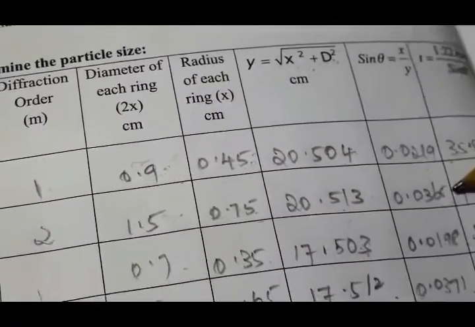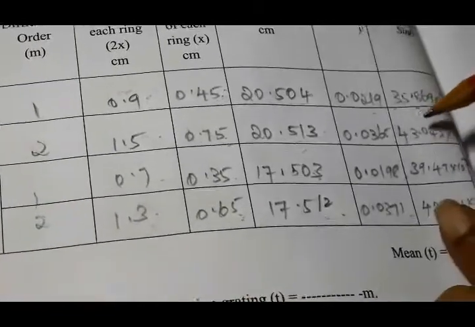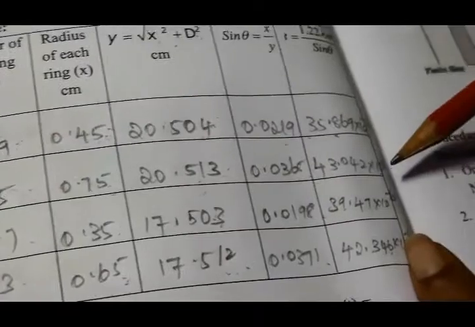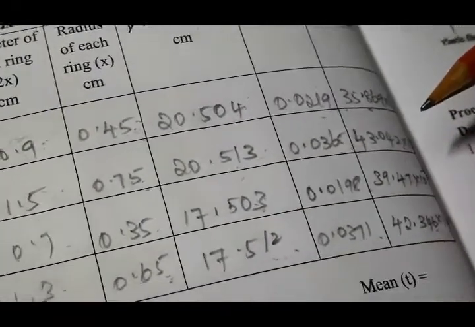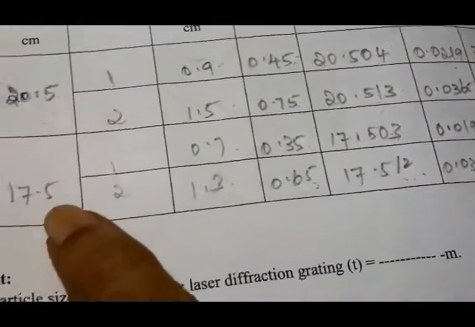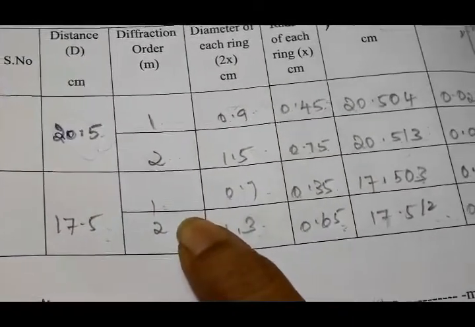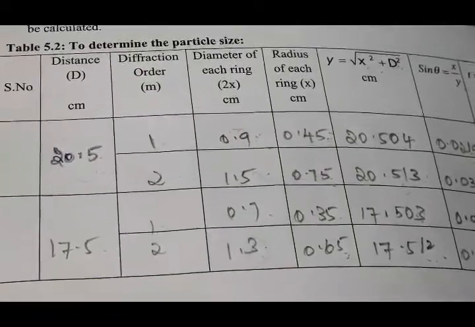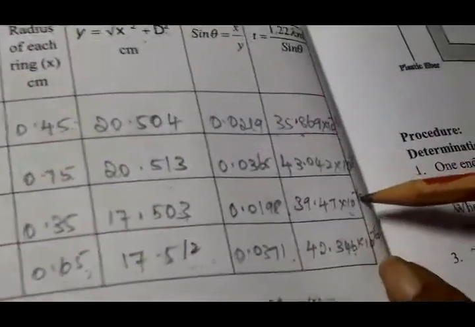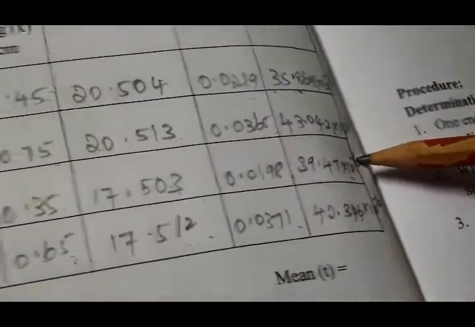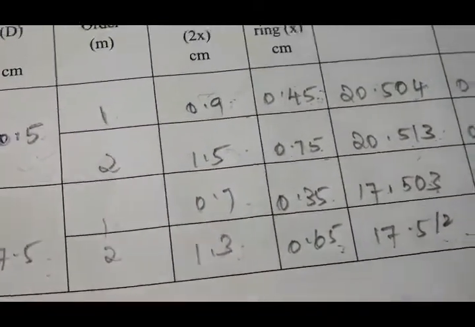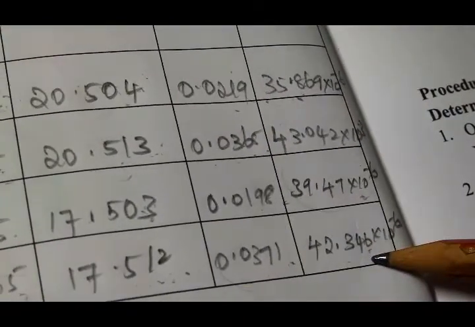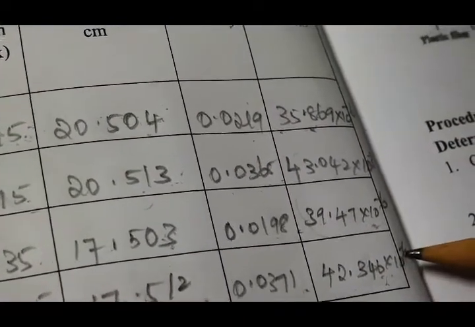And similarly, when we do it for the same distance, second order, it is found to be 43.042 into 10 power minus 6. And we have done it for another distance also, 17.5. First order for the distance 17.5 is found to be 39.47 into 10 power minus 6. And similarly for 17.5 distance, second order, the particle size is found to be 42.306 into 10 power minus 6 meter.